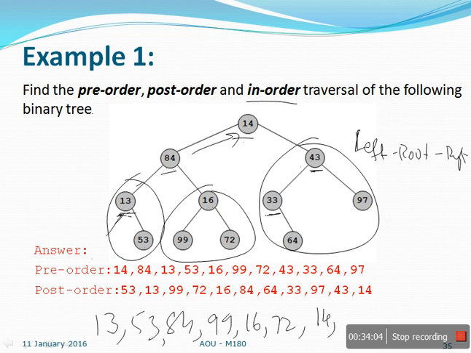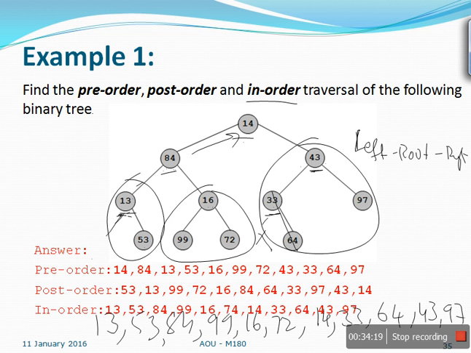43 has a left 33. 33 does not have a left, so its root now is 33 and right 64. This is done, then the root 43, then the right 97. This is the in-order traversal.